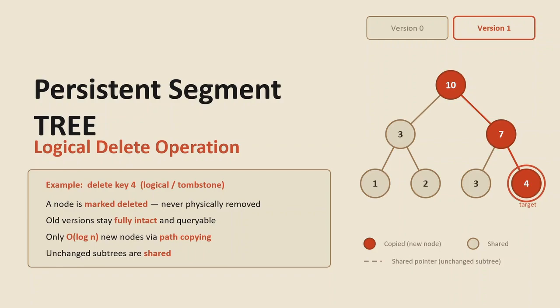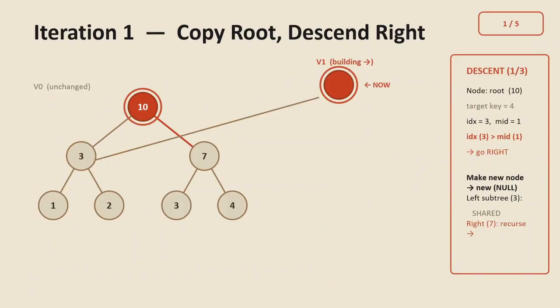In persistence segment 2, we perform a logical delete using a tombstone instead of physical removal. We mark a node as deleted by setting its value to 0, ensuring all versions remain perfectly intact. In this slide, to delete key 4, we create version 1.